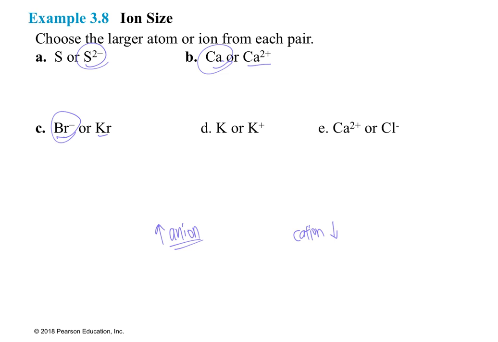Potassium or potassium ion, just like calcium, the atom is going to be larger. And then calcium ion or chloride. Now these guys are isoelectronic with each other, so they have the same electron configuration as argon, fun fact. And since chloride is an anion, it is going to be larger than calcium. When in doubt, you could always check the little chart, but the trend should hold up pretty well.